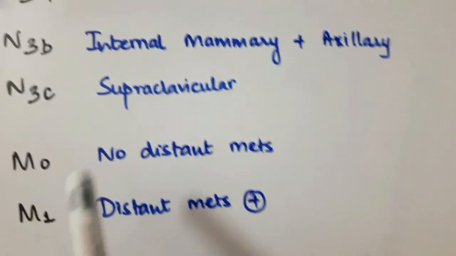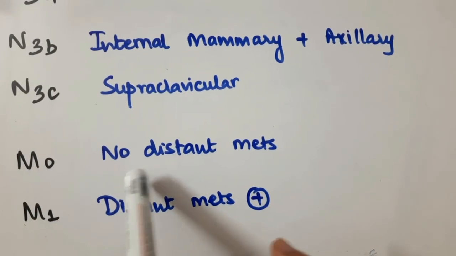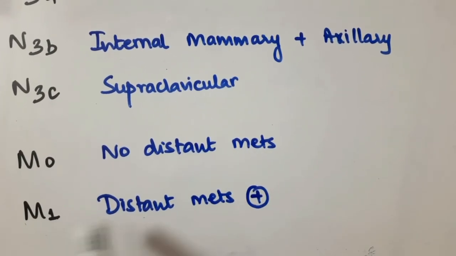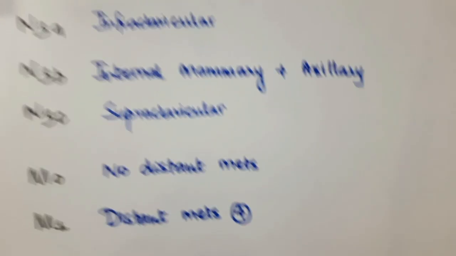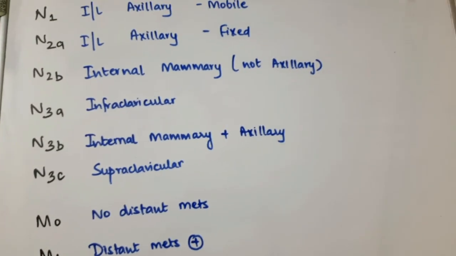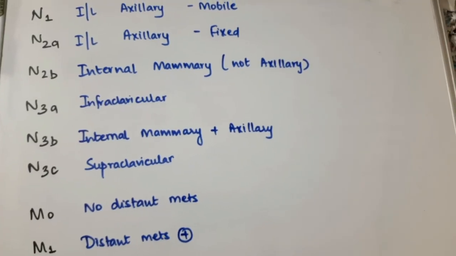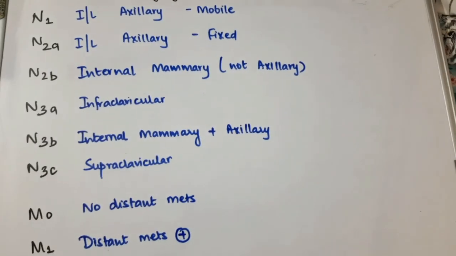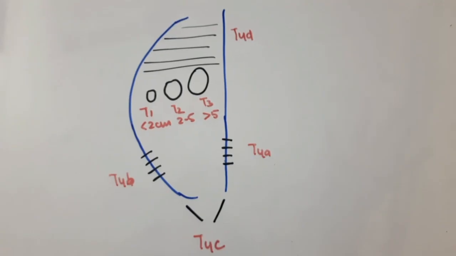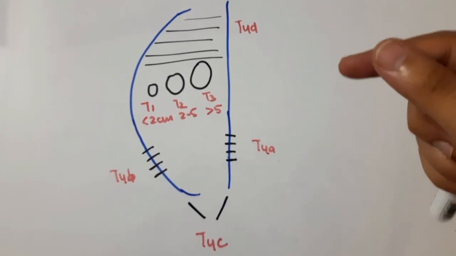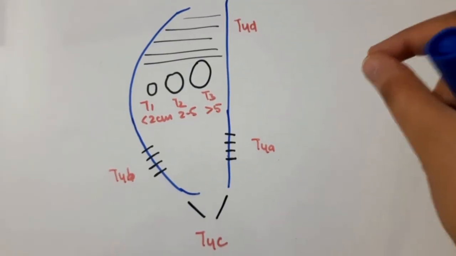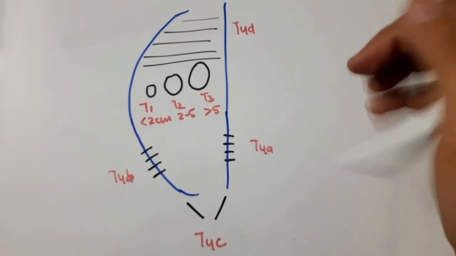Next, the M stage. M0 will be no distant metastasis and M1 will be when distant metastasis is present. First, I'll explain this to you with this very simple diagram so you can imagine it in your mind when you start to write or answer any questions.